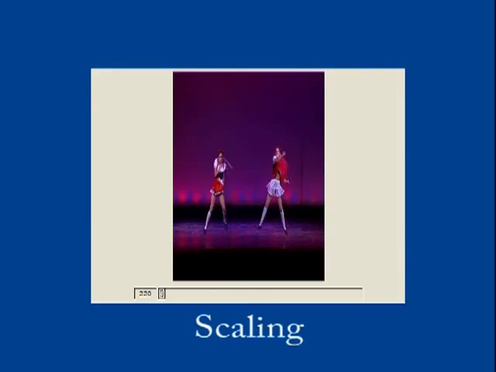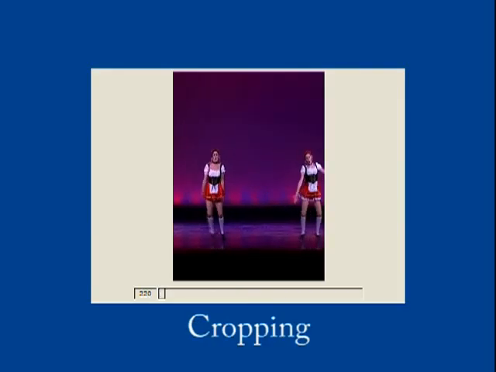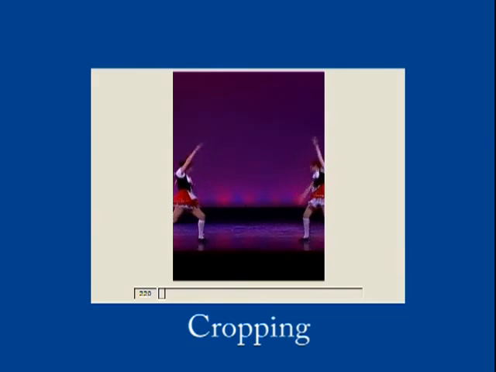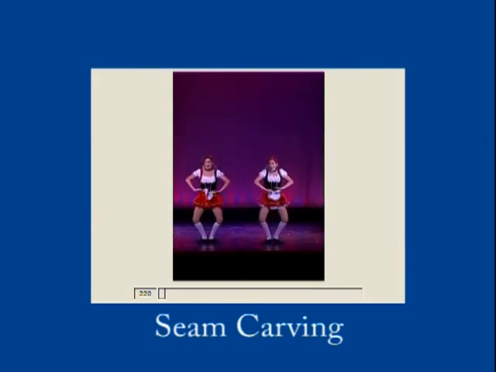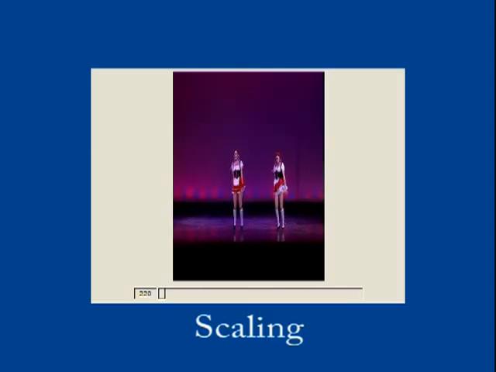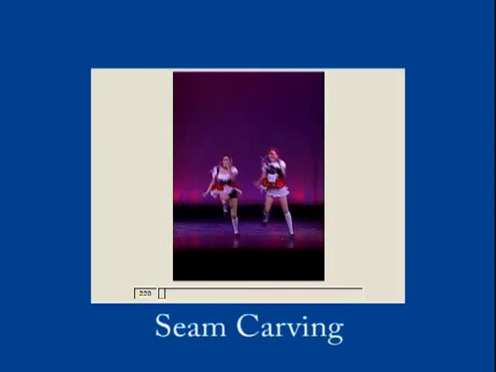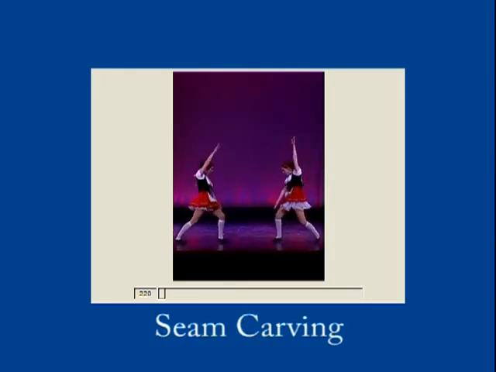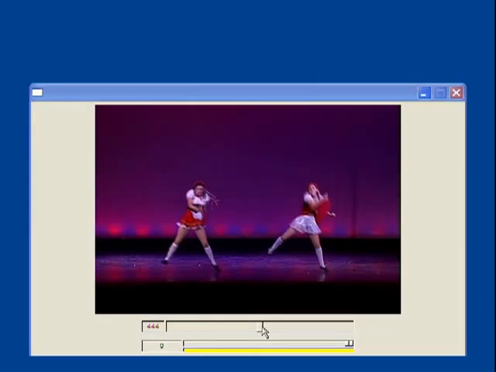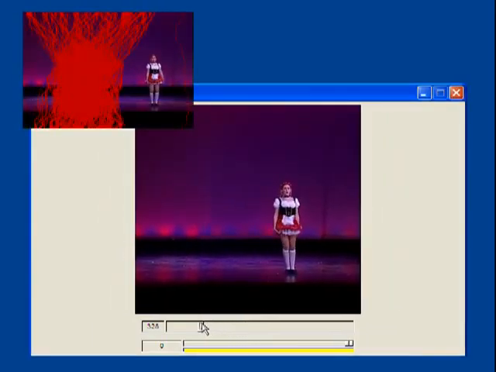In this example, you can see a comparison of scaling, cropping, and seam carving for resizing video. Using negative weights, we can also remove objects from a video scene.